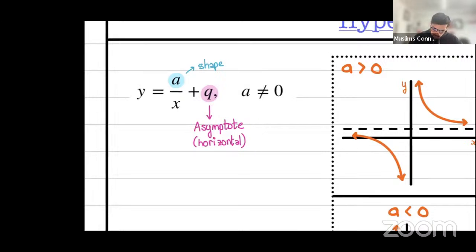It's a y asymptote as well. Oh, my screen is frozen. Let me reshare my screen.